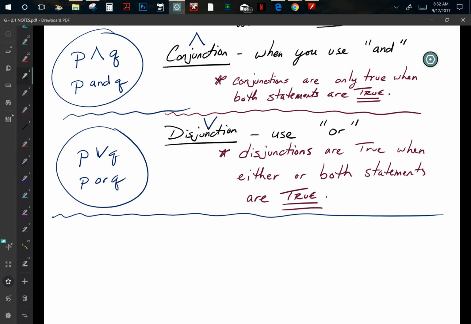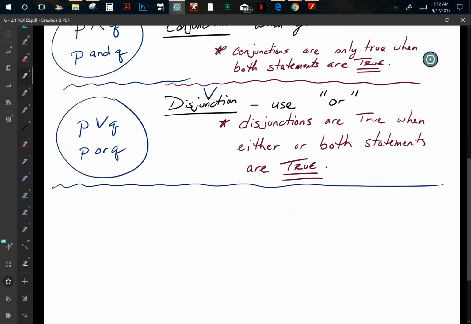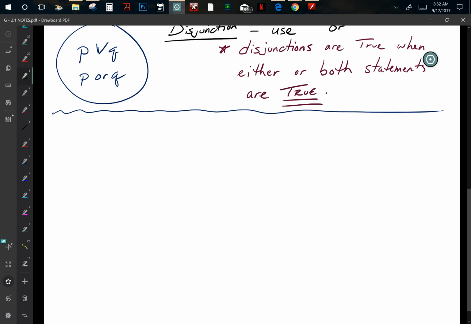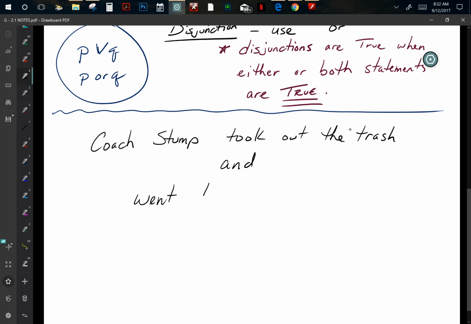Okay, you don't need to write this down. I'm going to write down a statement. We're going to talk about the difference between the two. Coach Stump. So don't write this down. Coach Stump took out the trash and went to the movies.